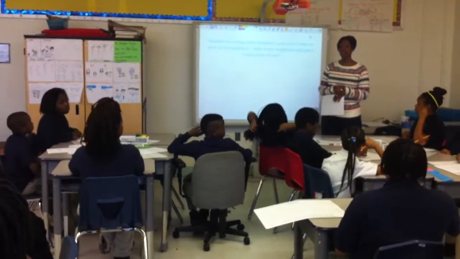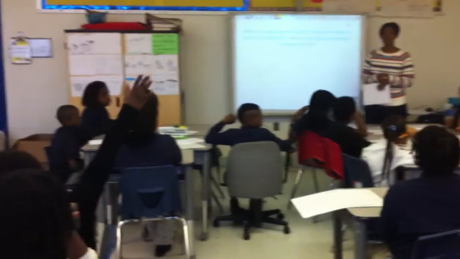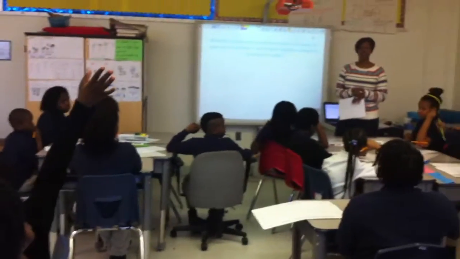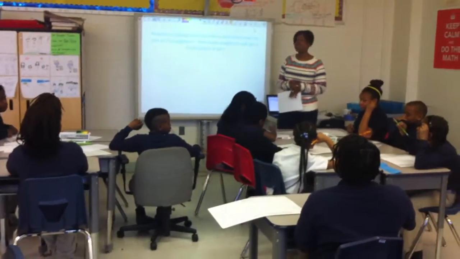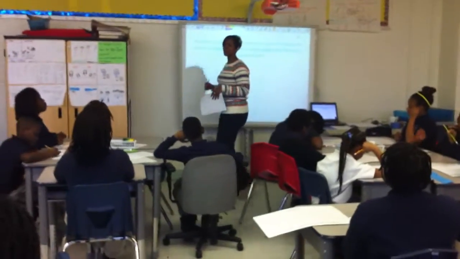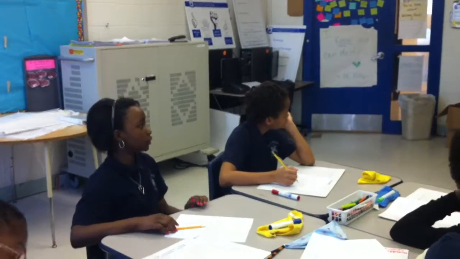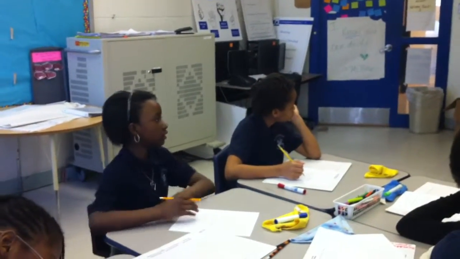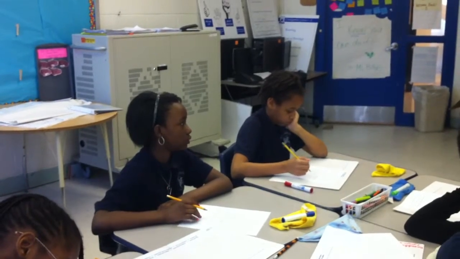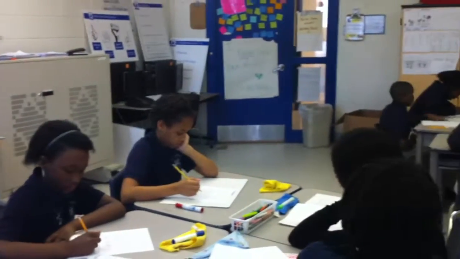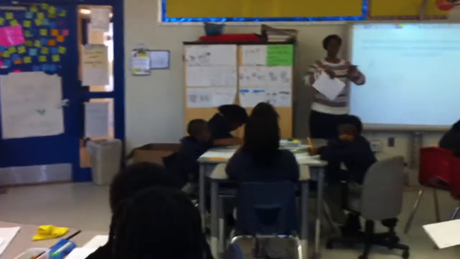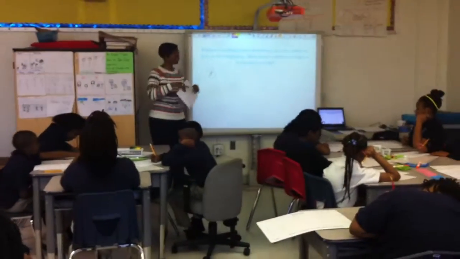3 times 1/2? 3 divided by 1/2. Why are we doing 3 divided by 1/2, Renee? Because it says that they have 3 blueberry pies and they want to cut them in half. Very good. Renee said because we have 3 blueberry pies and we're cutting them. We know that when we cut, we are separating them or dividing them.